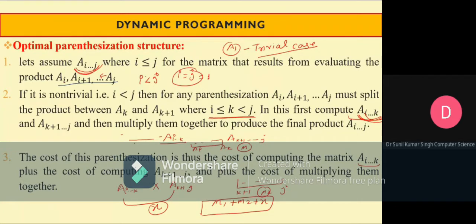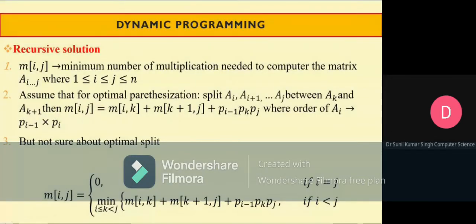I mean, this is the structure we are going to use for writing the recursive step for calculating the matrix chain multiplication. So I hope it is clear. Now let's move to the second point, recursive solution. Recursive solution.